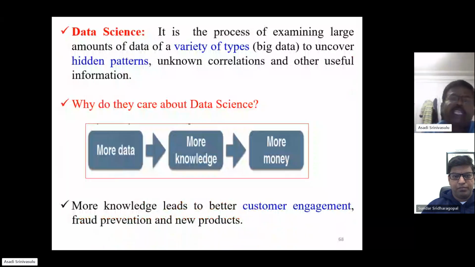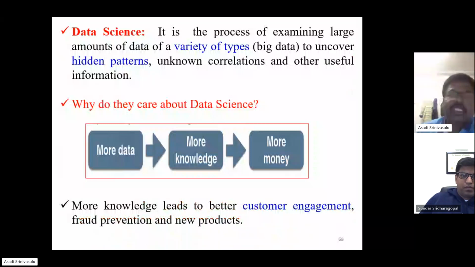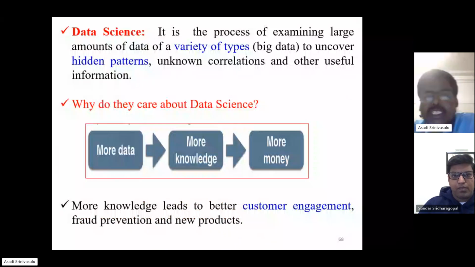And why do I want to study data science? So Sundar sir has a doubt: sir, what is the use of studying data science? In order to become a data scientist, you need to train in data science. If you have more data, it leads to more knowledge. More knowledge leads to more money. That is all business magnates are doing.